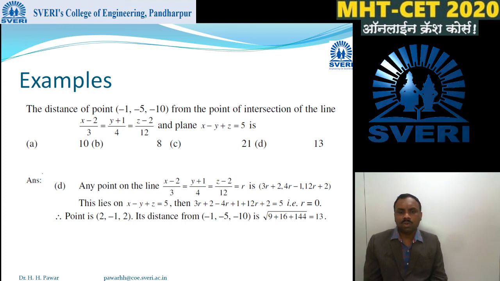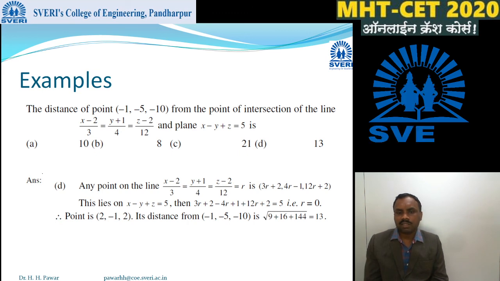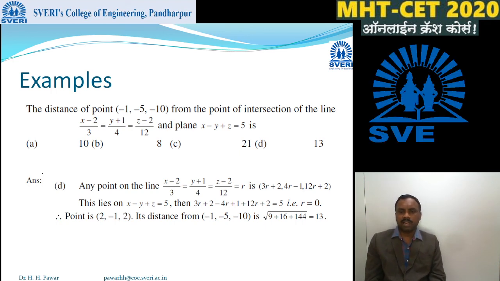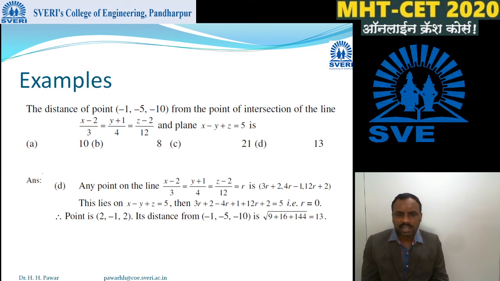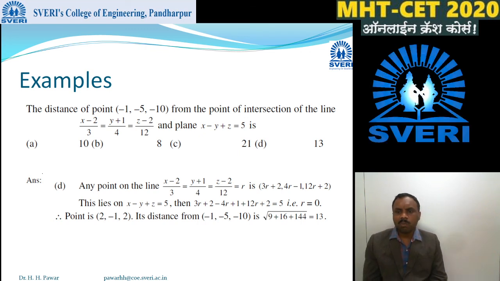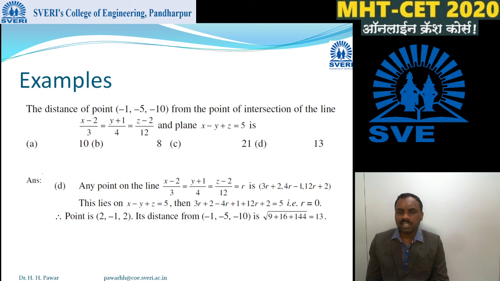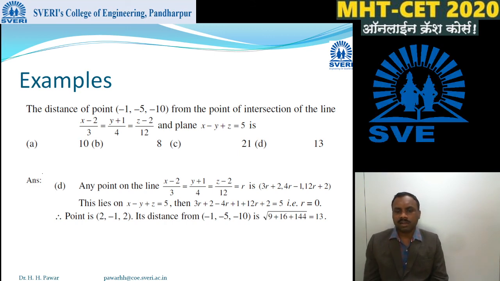As it lies on the plane x minus y plus z equal to 5, put the values of x, y, z in this equation, we'll get 3r plus 2 minus 4r plus 1 plus 12r plus 2 equal to 5. That is r is equal to 0. Hence the point is nothing but (2, minus 1, 2), and its distance from (minus 1, minus 5, minus 10) using the distance formula is 13.